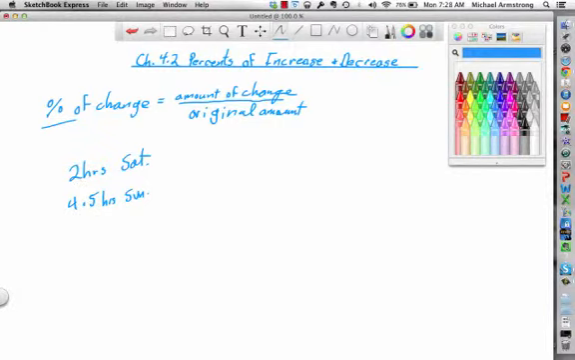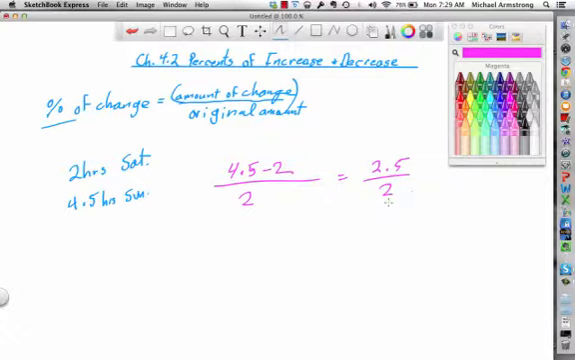So the amount of change is what we're trying to find out. So we talk about what's the difference between 4.5 and 2. So if we put 4.5 minus 2, that's the amount of change over the original amount, which is 2 hours. Then I can rewrite that. 4.5 take away 2 is 2.5. 4.5 hours take away 2 hours is 2.5 hours. And it looks like this.